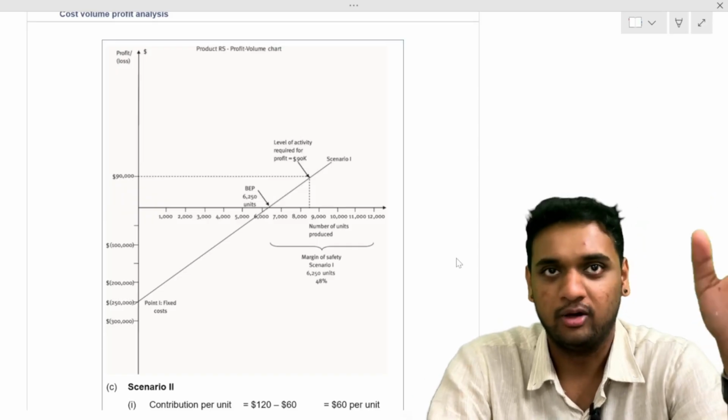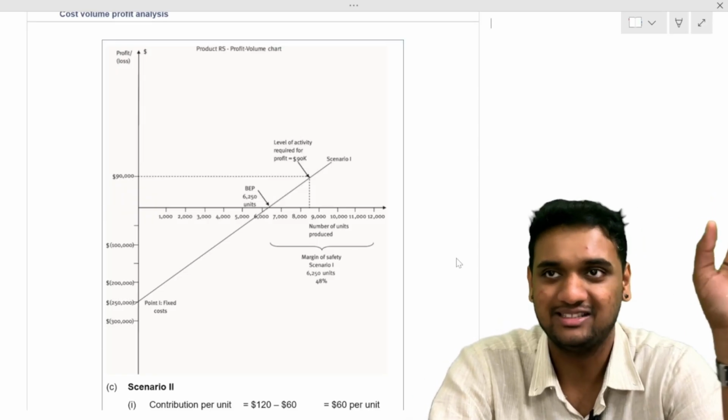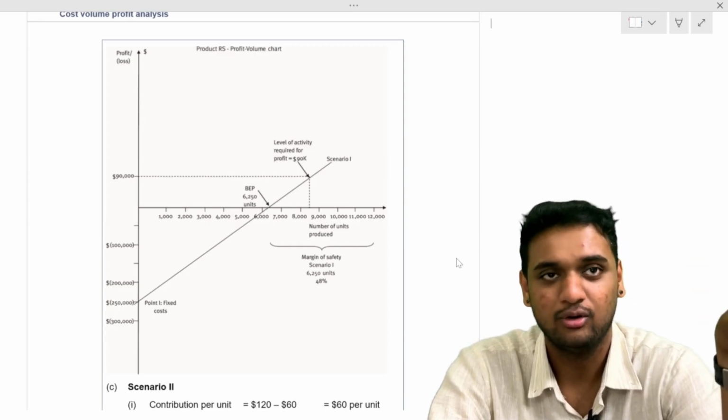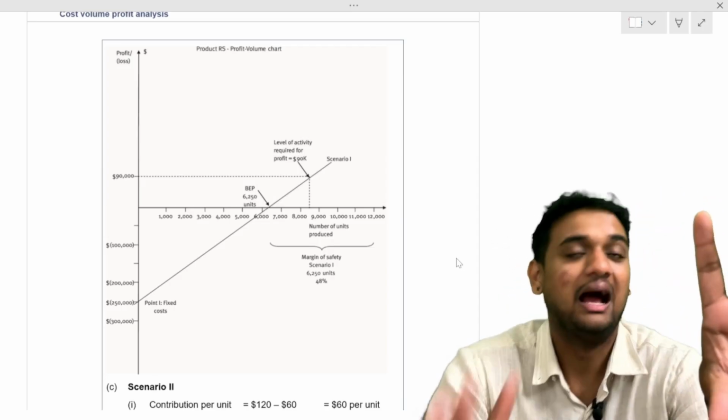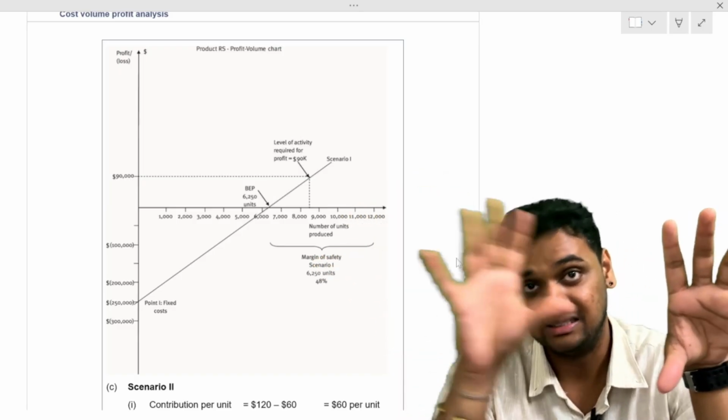What is the format to find profit? Sales minus variable cost will give you contribution, minus fixed cost will give you profit. This is one thing we have to find. Other than that, what else do we find? Same exact, similar.